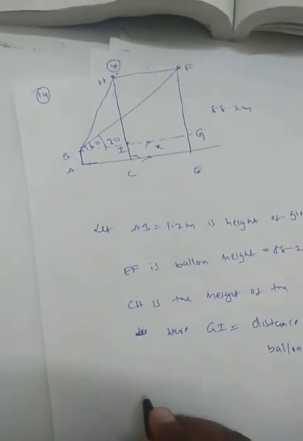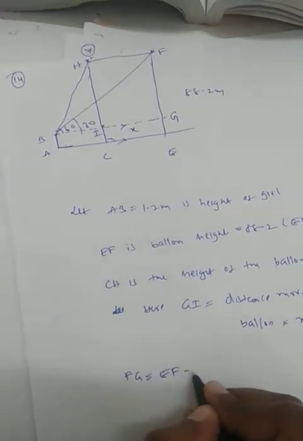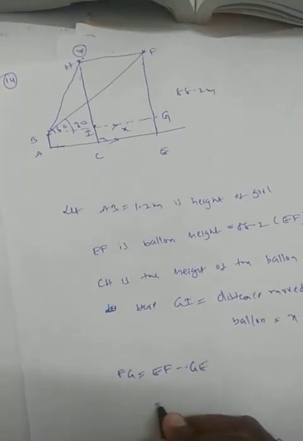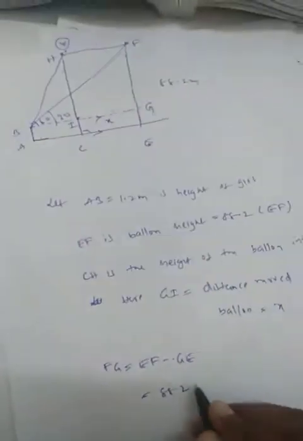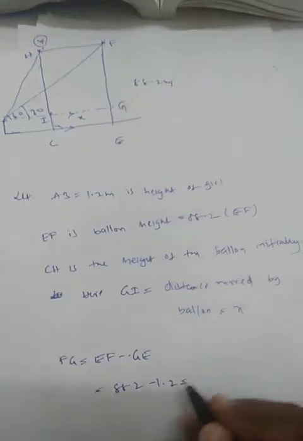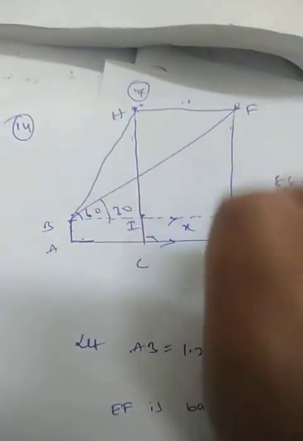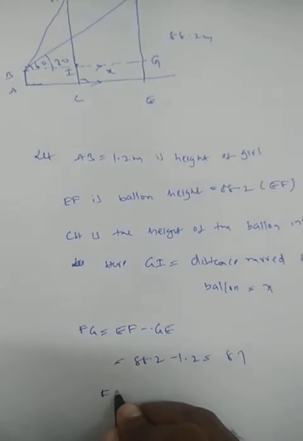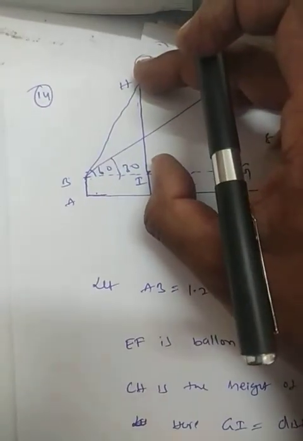Look here carefully. FG is equal to EF minus GE. What is EF here? 88.2. GE and AB will be equal, so minus 1.2. It will become 87. Now this value will become 87. Obviously these two lengths will be equal, so HI is also going to be 87 here.